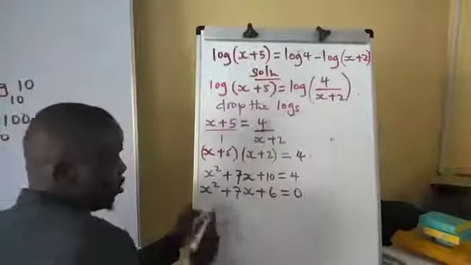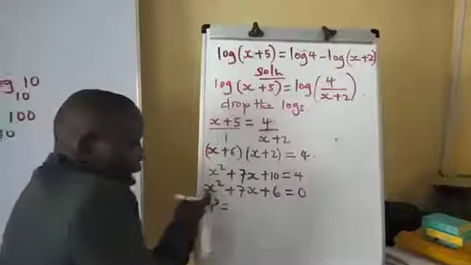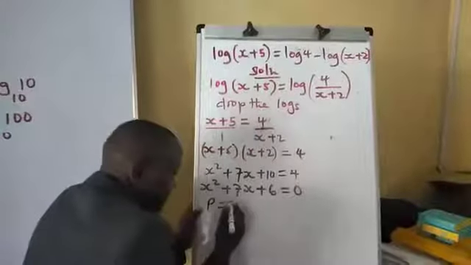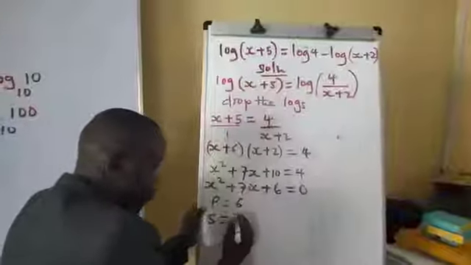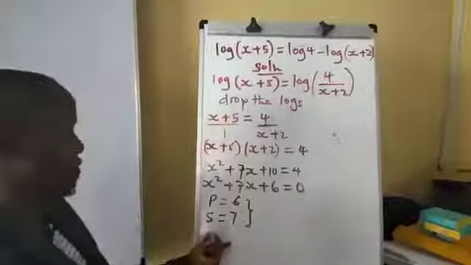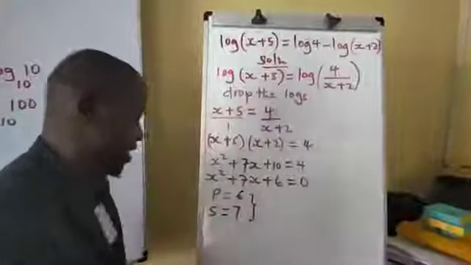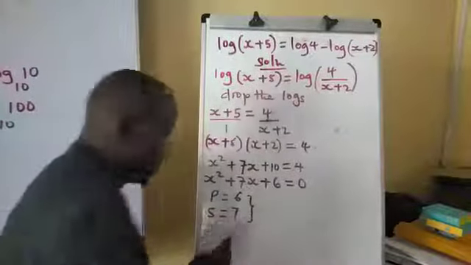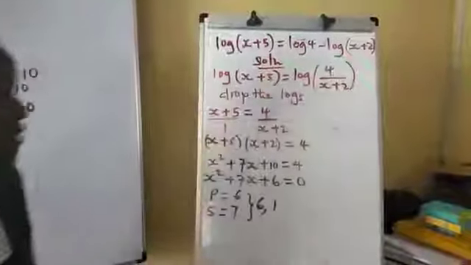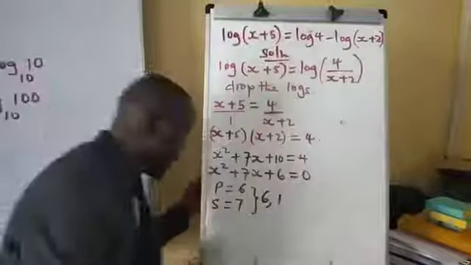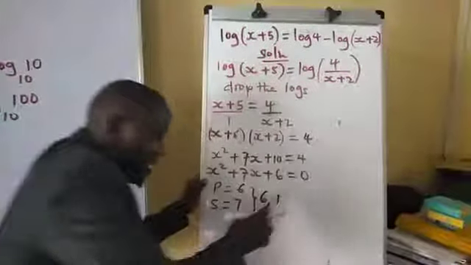Therefore, to solve this, you get the product of the coefficient of a, which here is 1, and the coefficient of c, which is 6. Therefore, the product will be 6 and the sum will be the value of b, which is 7. So you get two factors which when you multiply, they give you 6, and when you sum up, they give you 7. And the two factors are 6 and 1. Therefore, you'll be replacing 7x with 6x and 1x.